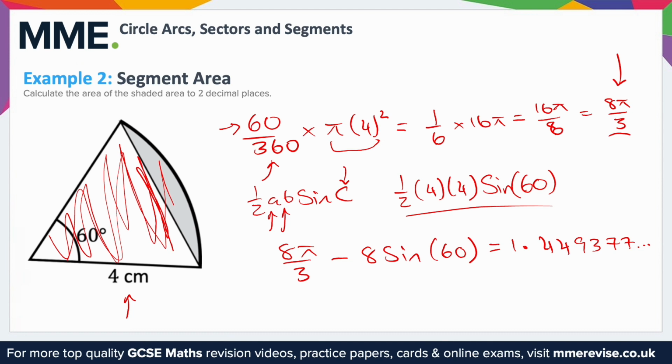We only want 2 decimal places, so there's our first, there's our second. We'll check whether the next one rounds up or down. Well, it's a 9, so it's going to round up, which gives us 1.45, and this is an area, and we're working in centimetres, so centimetres squared.